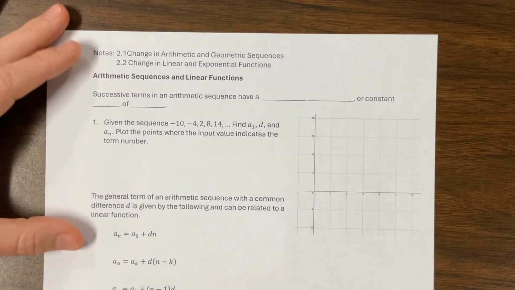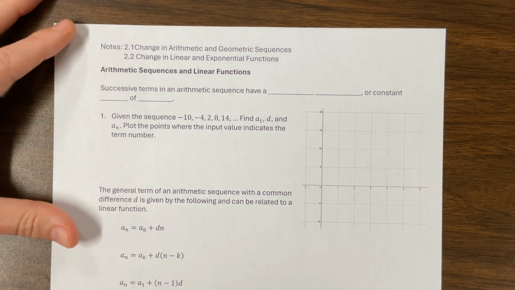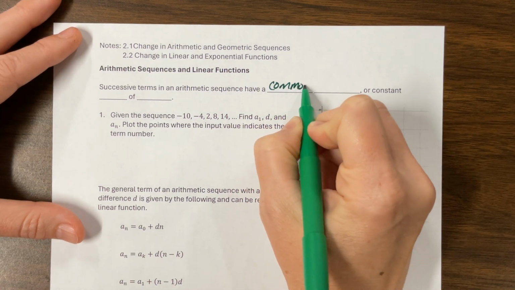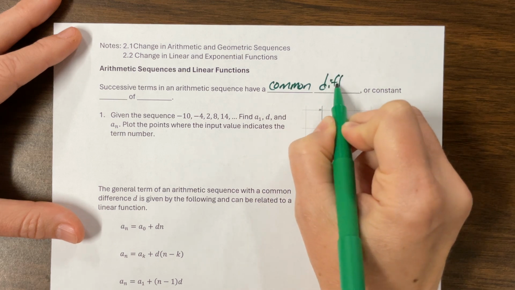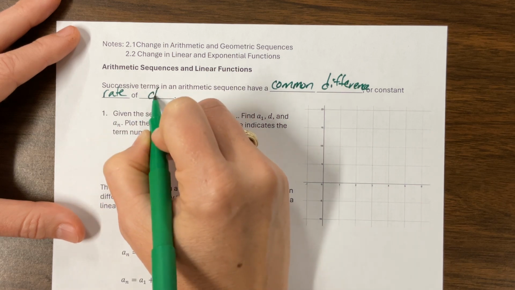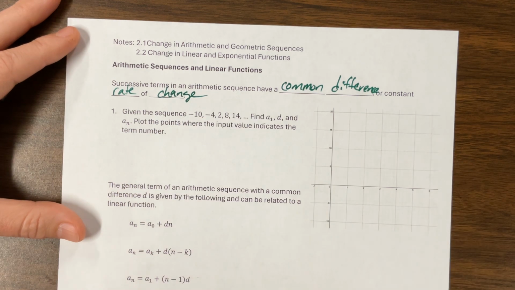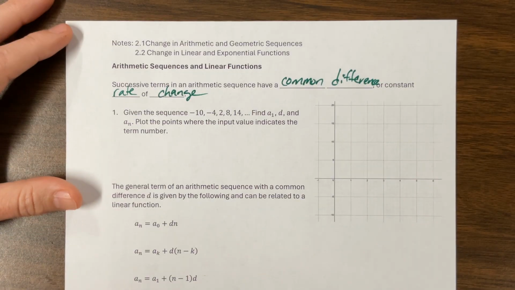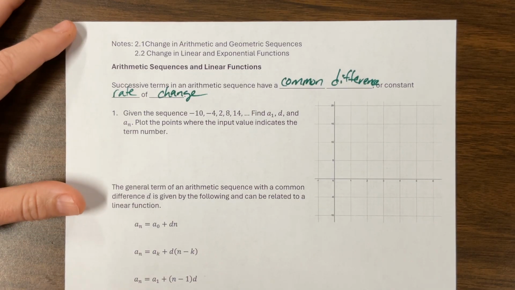All right, so successive terms in an arithmetic sequence have a common difference or a constant rate of change. You should know at this point, as soon as you see a constant rate of change, you know what type of function that is. If you don't know, go back and watch all my videos.